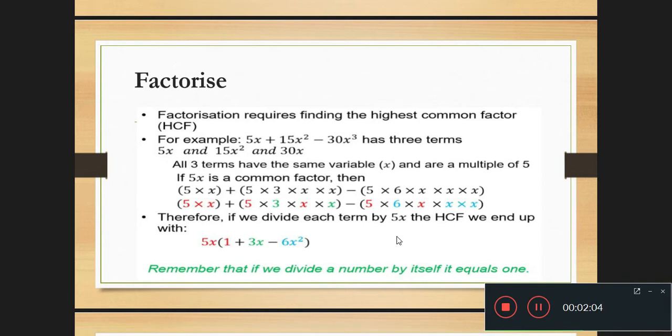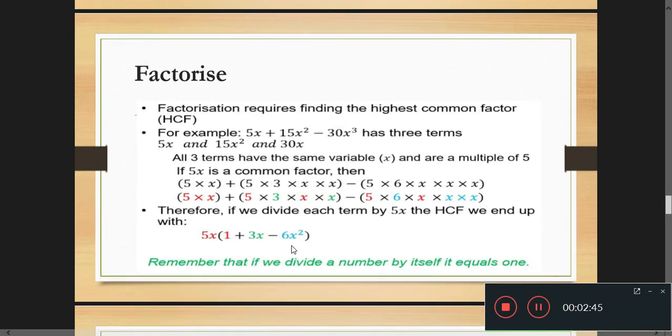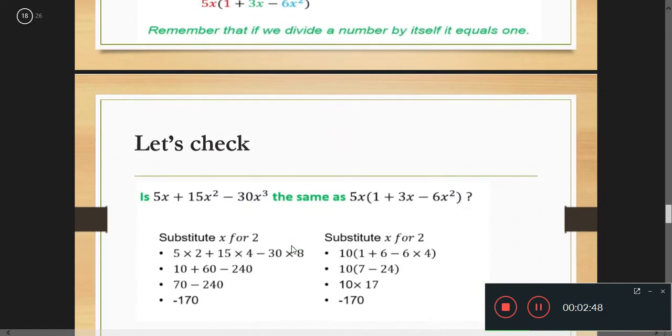With the HCF 5x, we end up with 5x into 1 plus 3x minus 6x square. You can see that 5x is common in all these entries, 5 and x. Remember that if we divide a number by itself, it is equal to 1. So if we take 5x outside the bracket, we are left with 1 plus 3x minus 6x square. This is an example of simple factorization, or how to find simple factors.